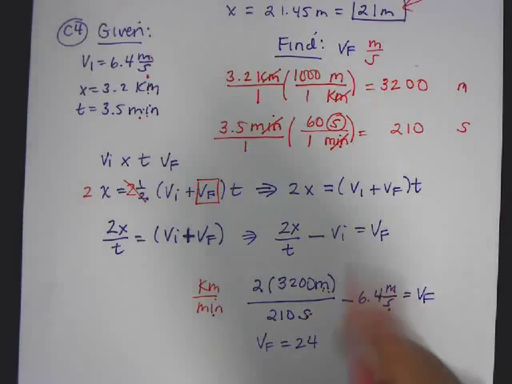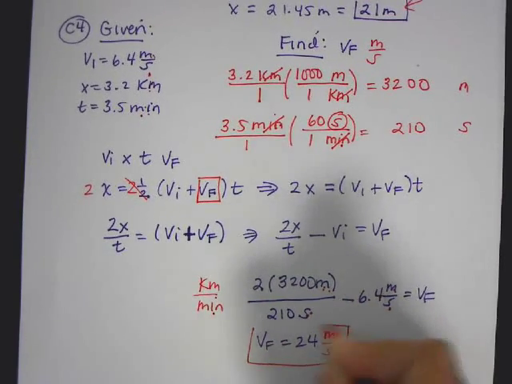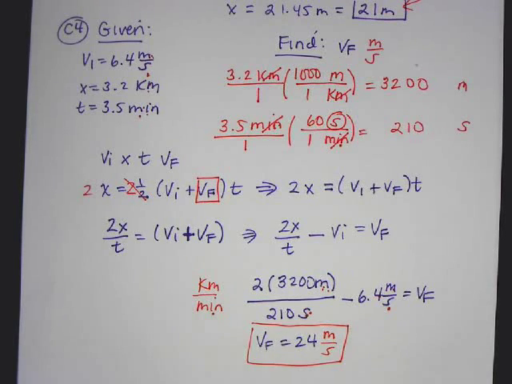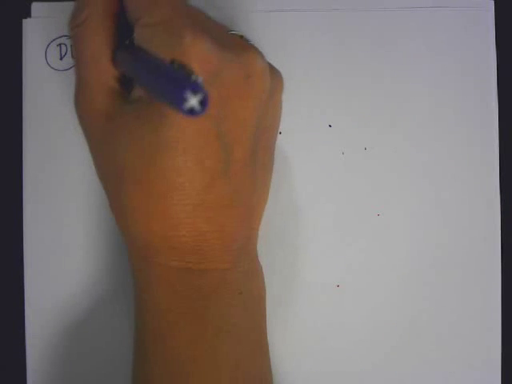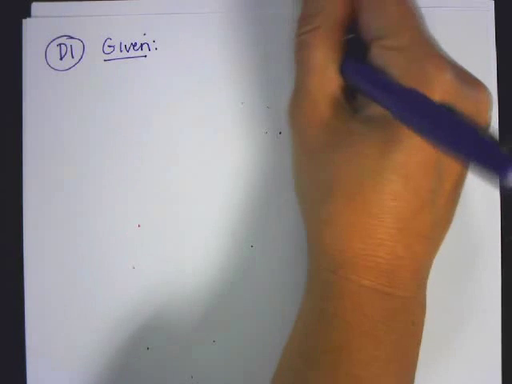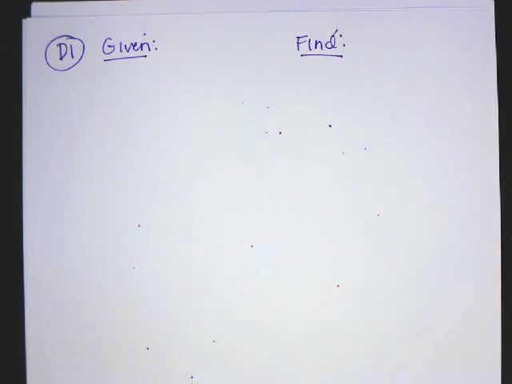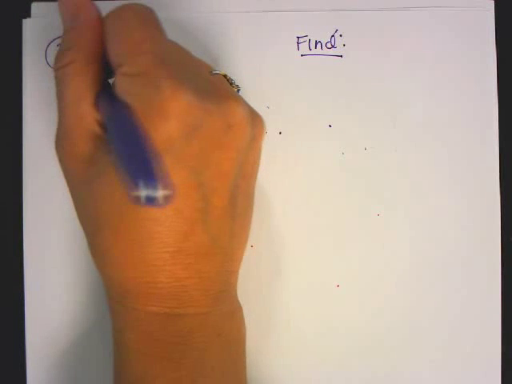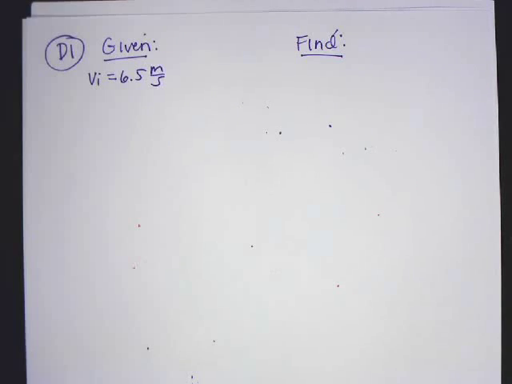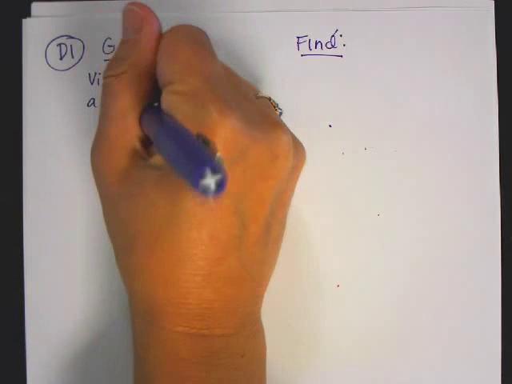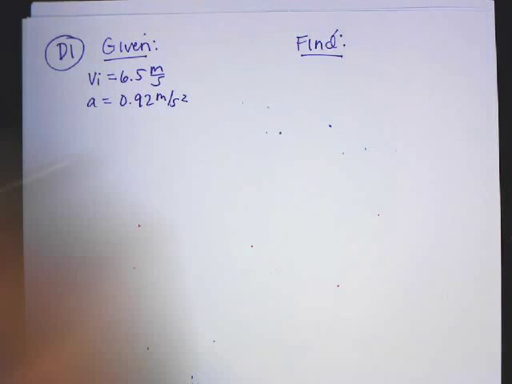Okay, now we're going to move on to D. So let's do D1. So again, for every problem, we're going to write our given, and then we're going to write our find. So D1 says a car with an initial speed of, so initial speed means VI is equal to 6.5, accelerates at a uniform rate of 0.92 meters per second squared, so I know that's the acceleration, for 3.6 seconds, so that's my time. Find the final velocity, so I want to find VF and the displacement. So I want to find two things. I want to find VF and I want to find X.